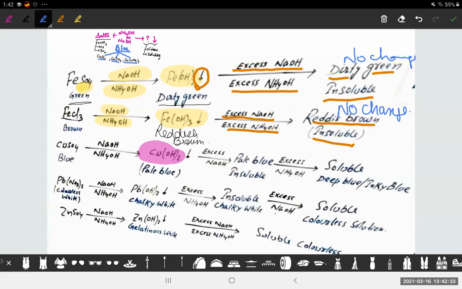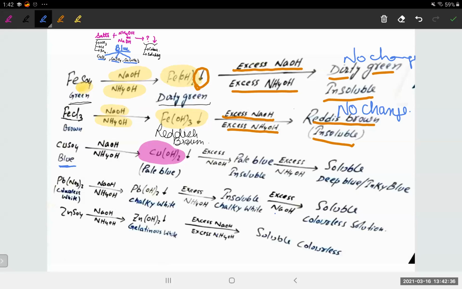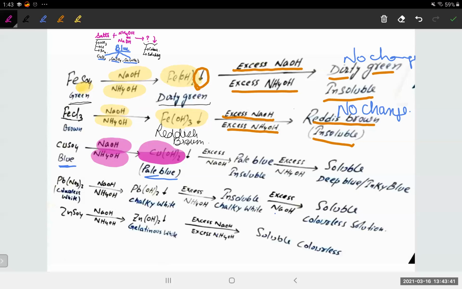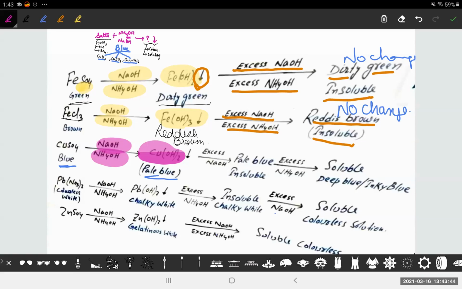Copper was of which color? Copper was of blue color. And here what are we getting? We are getting pale blue. Some colors get altered, like green turned to dirty green. So we are getting a hydroxide of everything, and the color is getting altered again and again. Yes, green is turning to dirty green, brown is turning to reddish brown, blue is turning to pale blue, because of this NH4OH and NaOH in between, because they are doing what? They are reacting with the original color and they are altering or changing the color.